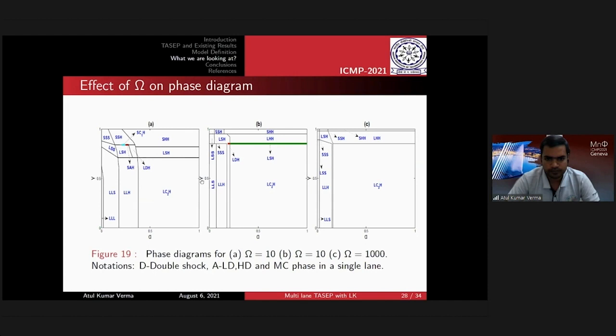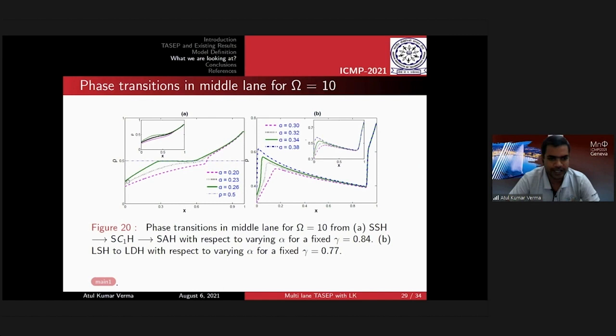Similarly, if we increase the coupling rate again, we are able to get a double shock density profile. And once we increase the coupling rate to 1000, the phase diagram is a little bit simpler. In this region, the phase diagram becomes very complicated. So this is a density profile which is not present in other models. It starts with low density, reaches high density, maximum current, and then goes to high density. So it includes all the basic density profiles which are present in the one-dimensional TASEP.